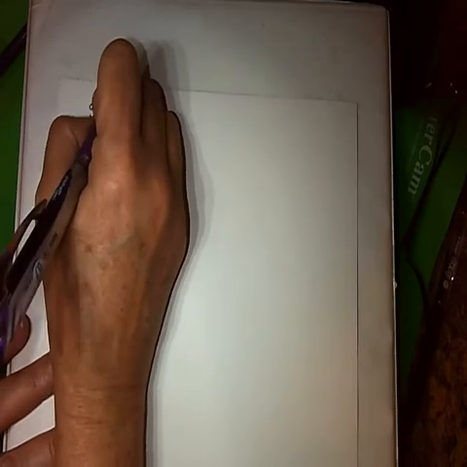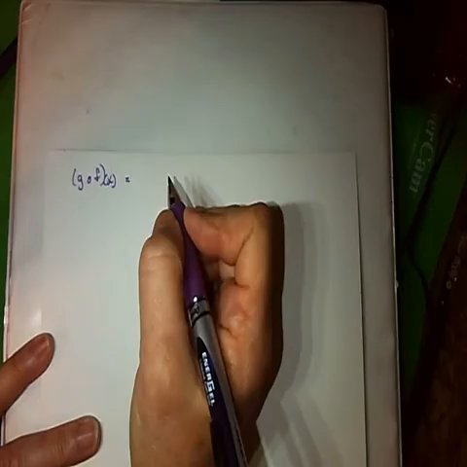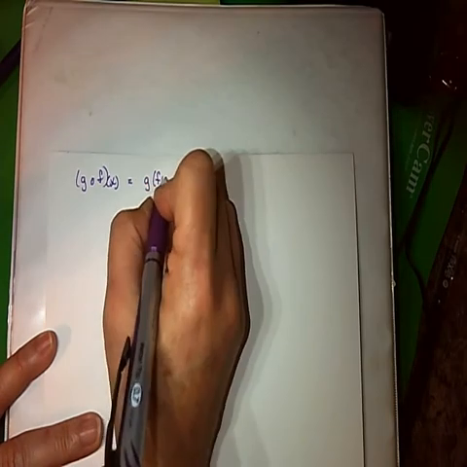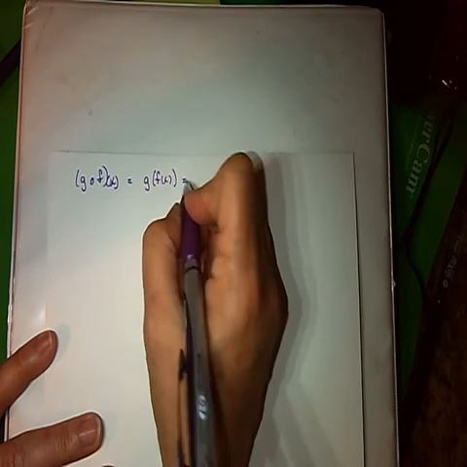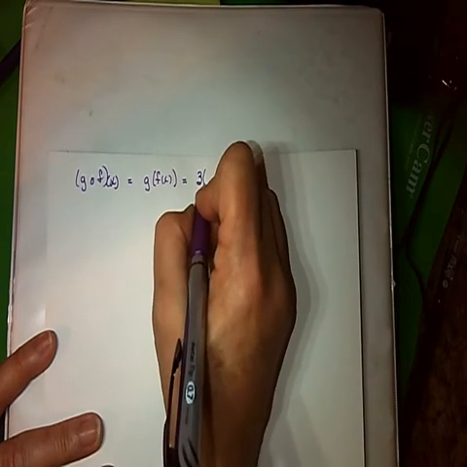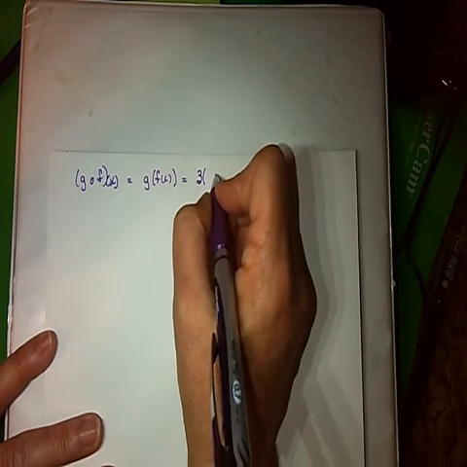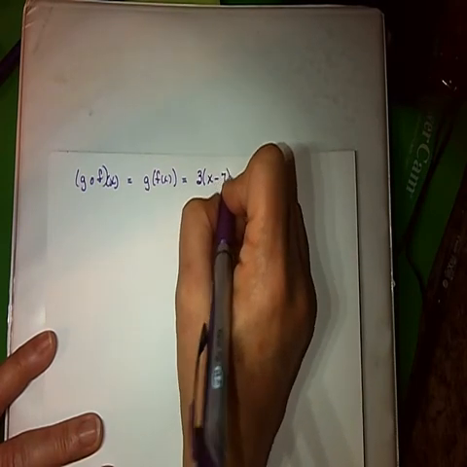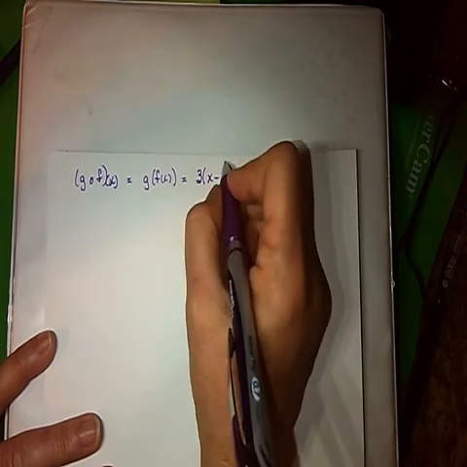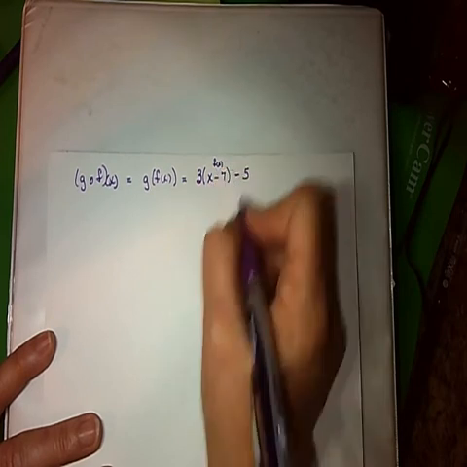We can put the f into the g as g of f of x. Still using the same two functions. So my f of x is going to go into my g of x. So if you remember, my g of x is 3x minus 5. So I'm going to have 3, and then in place of that x, I'm putting x minus 7, which is my f function, and then my minus 5. So this right here is my f of x function.